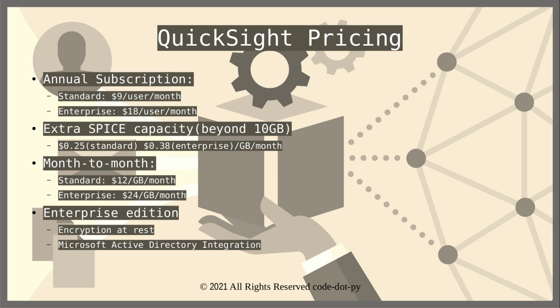When we talk about a month-to-month model, the prices are relatively higher. Standard is $12 and enterprise is $24, as compared to 9 and 18 as we saw previously. In the enterprise edition, there is encryption at rest by default, and there is support for Microsoft Active Directory. So these are things we need to keep in mind.